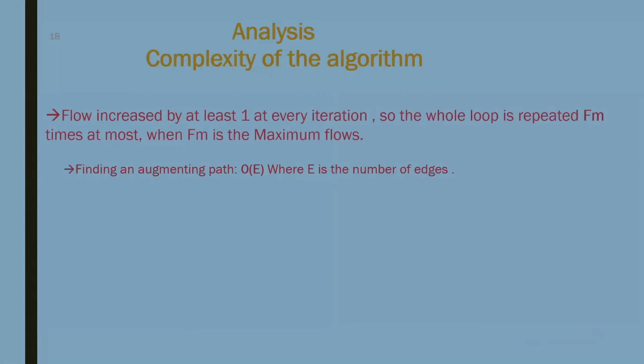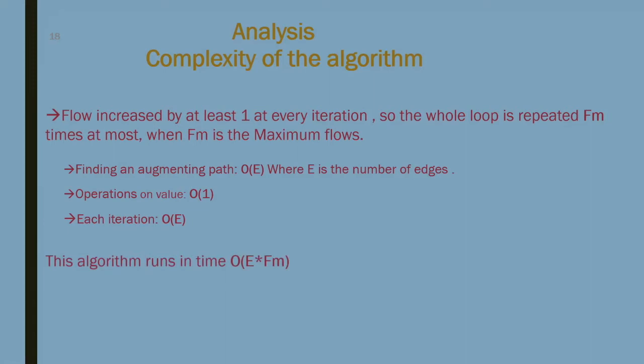Within the loop, we find an augmenting path, which runs in time O(e), where e is the number of edges. We also do operations on values to update the maximum flow and the capacities of each edge, which run in time O(1). So for each iteration, it runs in time O(e). This means that all in all, this algorithm runs in time O(e times fm).